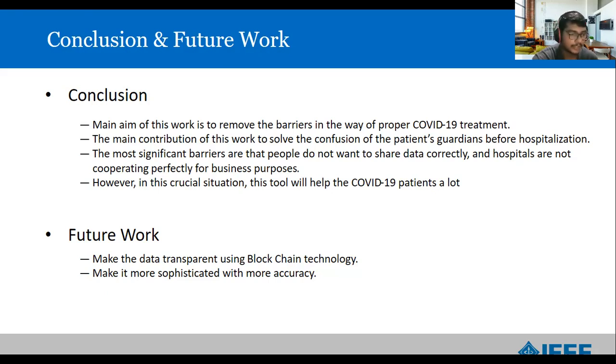However, for predicting a future situation, this tool will help determine several factors to track the spread of COVID-19. We have collected some actual data to make the work more accurate, but this work has some limitations. The most significant barriers are that people do not want to share data correctly, and hospitals are not cooperating perfectly for business purposes. In the future, we will work to make the data transparent using blockchain technology. However, in this crucial situation, this tool will help COVID-19 patients a lot.